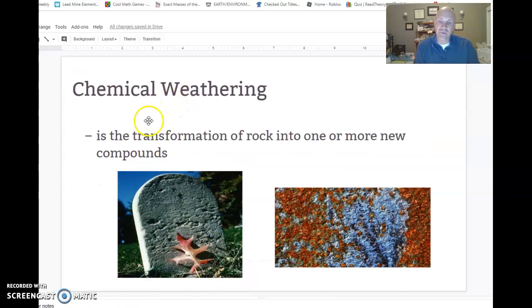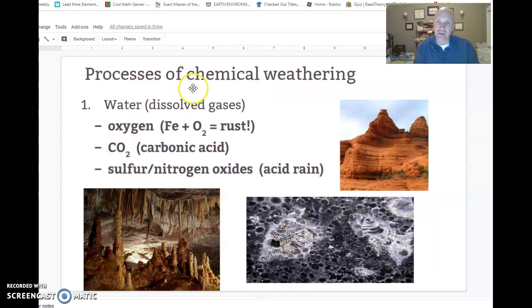The opposite of mechanical weathering is chemical weathering, and that's the breakup of a rock when you're using a chemical process to do it. When this happens, you're actually changing the rock into a new chemical substance.